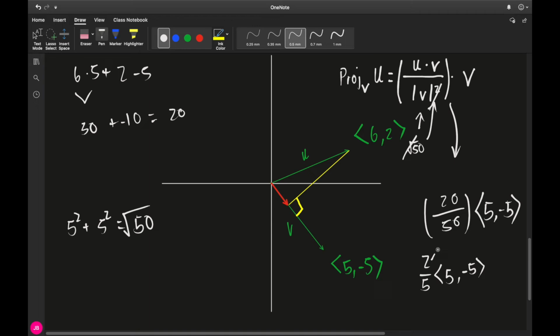And when we distribute this and multiply it out, just like a scalar multiplication, this will cancel out, 2, -2. So then the component form of that vector in red is 2, -2. And that would be the projection of u onto v.